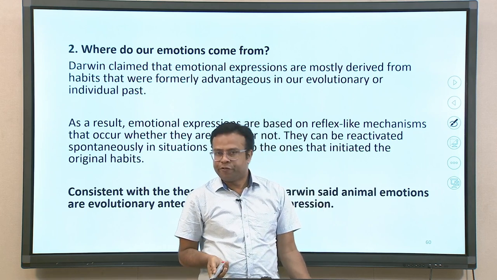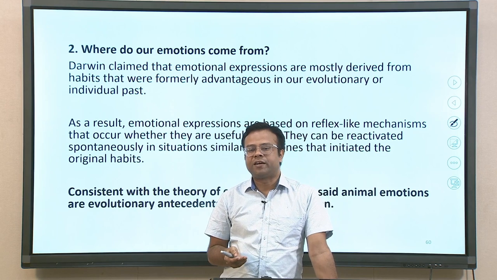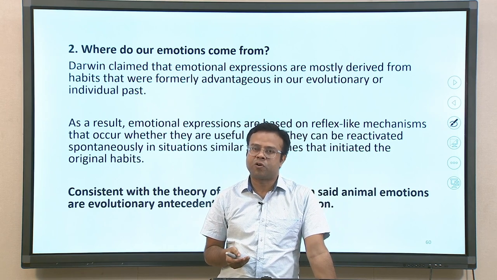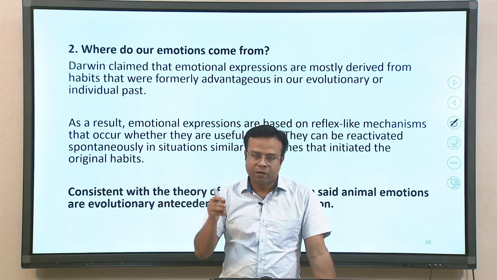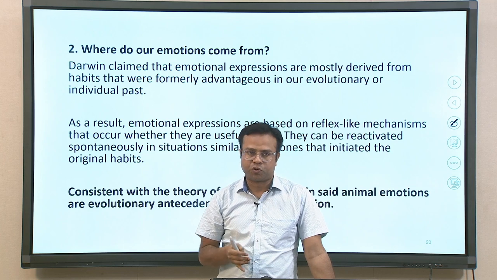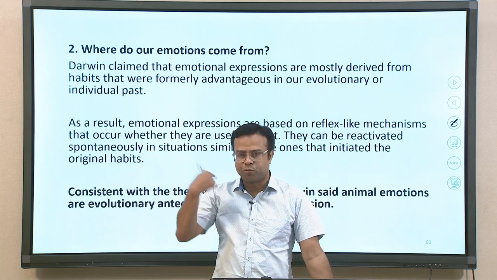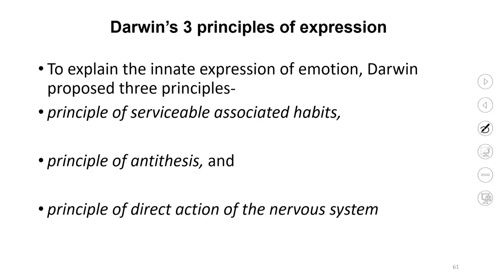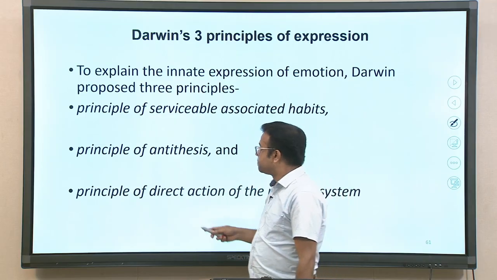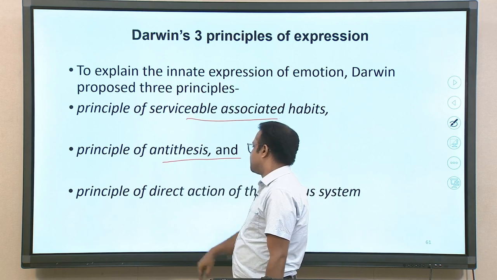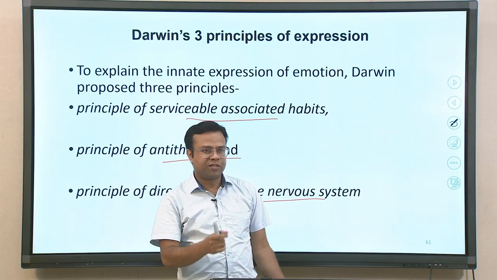Consistent with the theory of evolution, Darwin said animal emotions are evolutionary antecedents of human expression. Darwin said emotions are not just the property of human beings; many animals also express different kinds of emotions. Obviously, animal emotions are antecedents, they evolved into human emotions and became much more complex. Darwin also talked about three principles of expression in that book. He said that a lot of these expressions are innate, more biological and evolutionary. The three principles are the principle of serviceable associated habits, the principle of antithesis, and the principle of direct action of the nervous system.